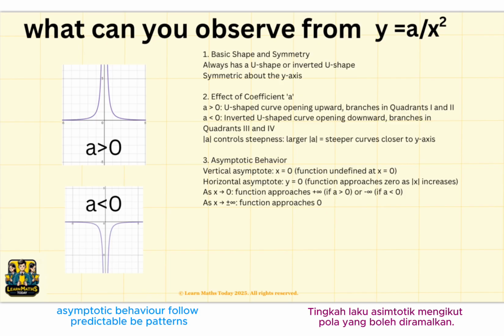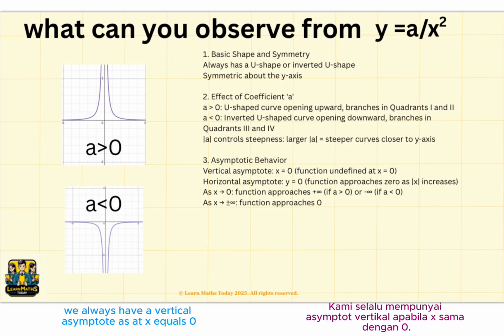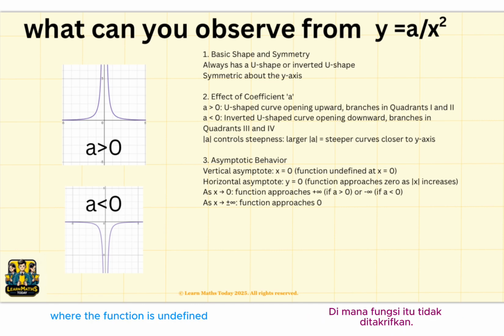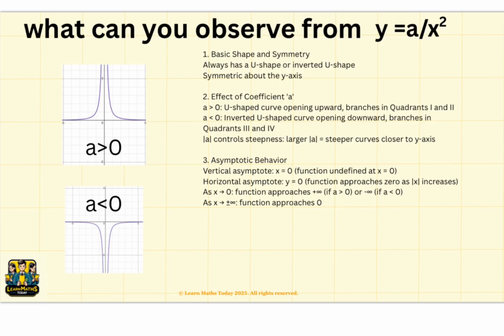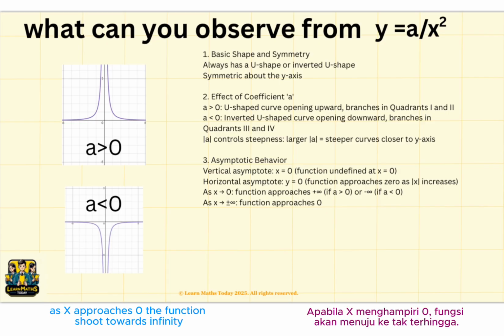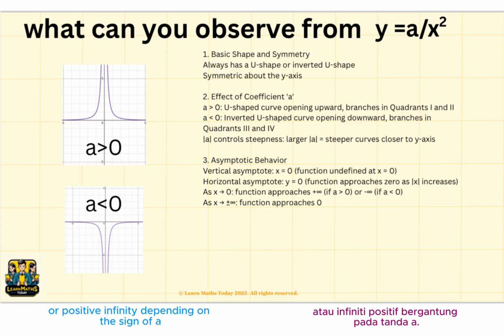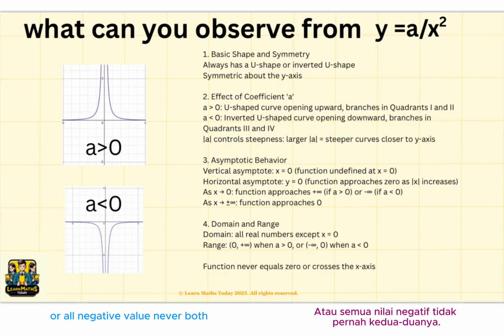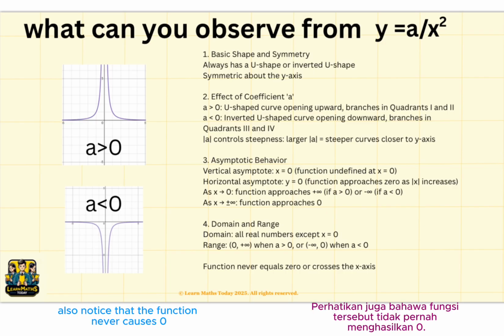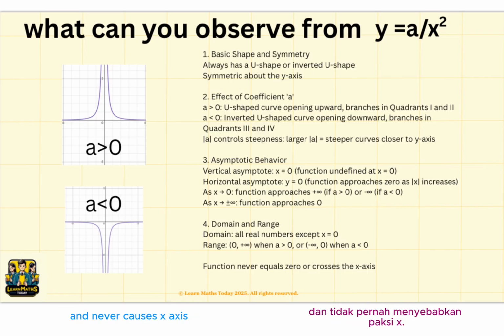Asymptotic behavior follows predictable patterns. We always have a vertical asymptote at x equal to 0 where the function is undefined, and a horizontal asymptote at y equal to 0. As x approaches 0, the function shoots towards positive or negative infinity depending on the sign of a. For the domain and range, they are also very specific. The domain excludes only x equal to 0, but the range is limited to either all positive values or all negative values, never both. Also notice that the function never crosses the x-axis.